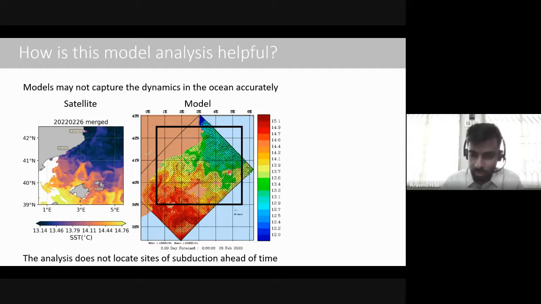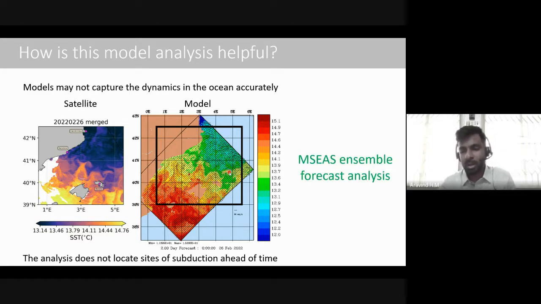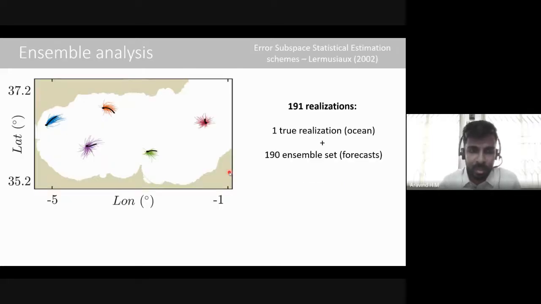So what is the solution? Well, we decided to do a similar analysis on ensemble forecasts of the domain of interest. So what do I mean by an ensemble analysis? Well, we had this one central realization of the simulation, the operational model of the Western Mediterranean, which I had analyzed earlier.